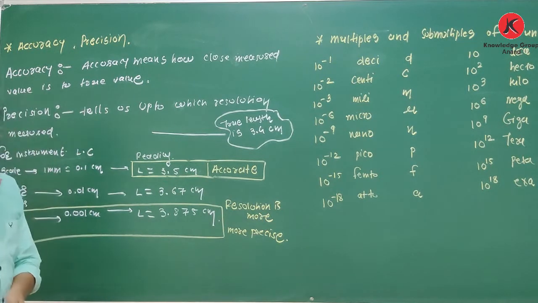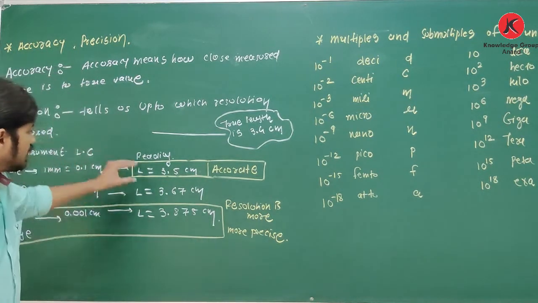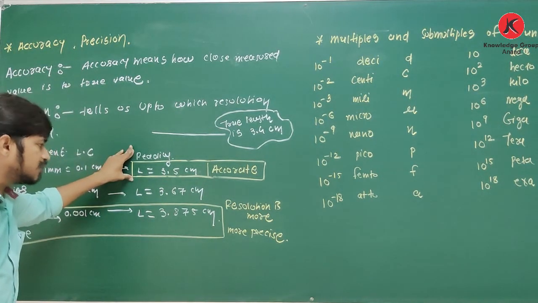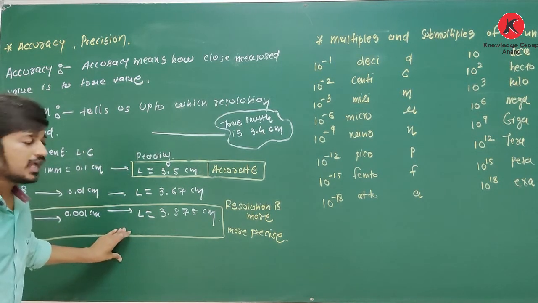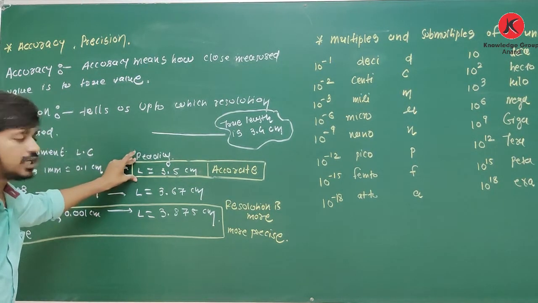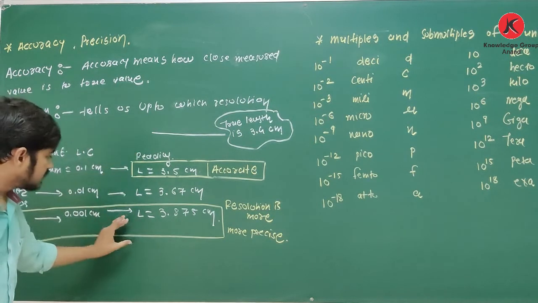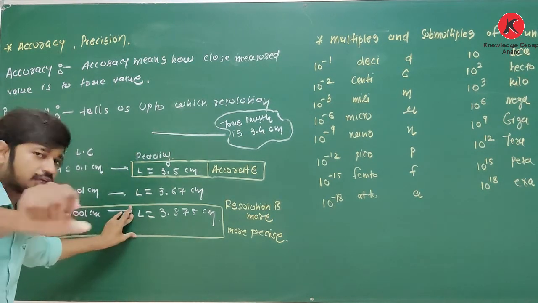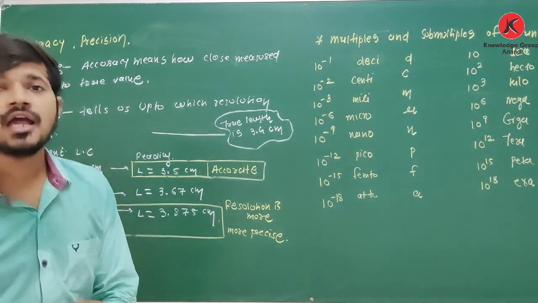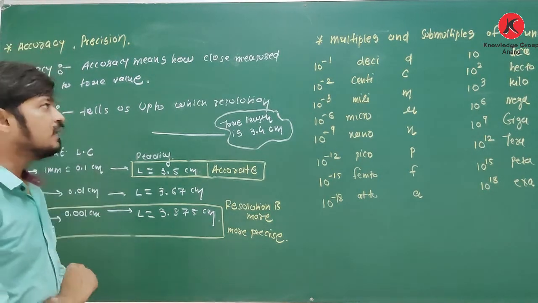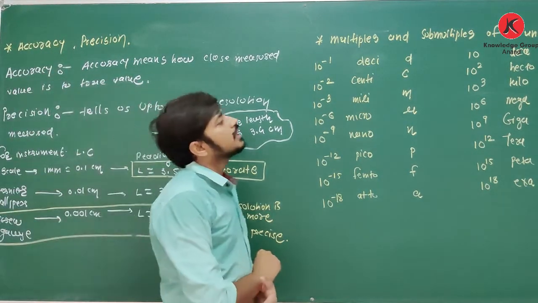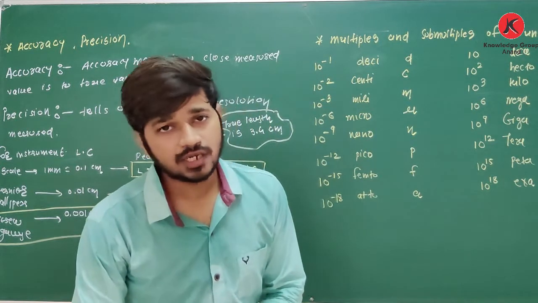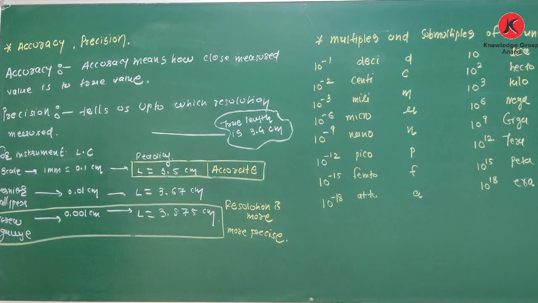So see, it is not necessary that a measurement which is accurate must be precise. No, here this reading is accurate, but it is not precise. This one is precise, but it is not accurate. So the reading which is accurate is not necessarily precise. Clear about this? So that is the difference between accuracy and precision. Clear about this?